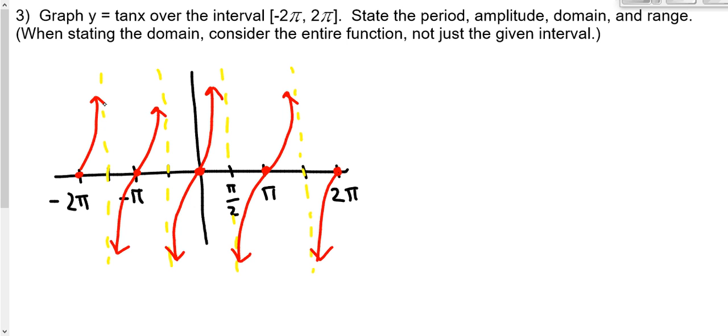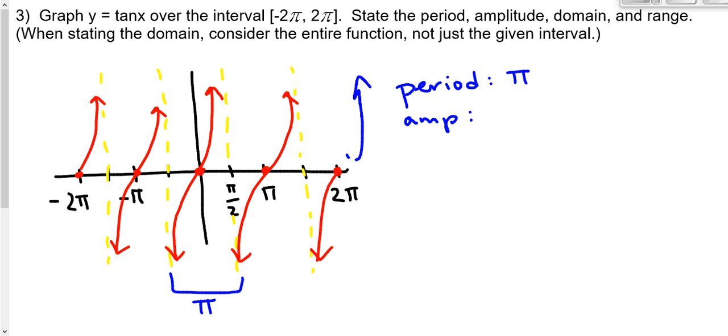Okay, for the period, the width of one cycle is just pi. From x equals negative pi over 2 to x equals pi over 2 is a width of pi. And the amplitude, the distance from the center to the top, well, there is no top, it just keeps going, so there is no amplitude, we say undefined.